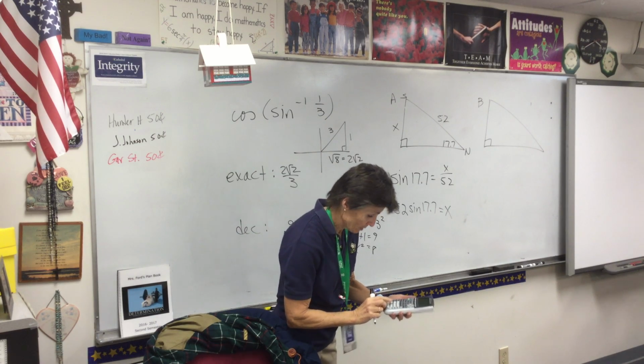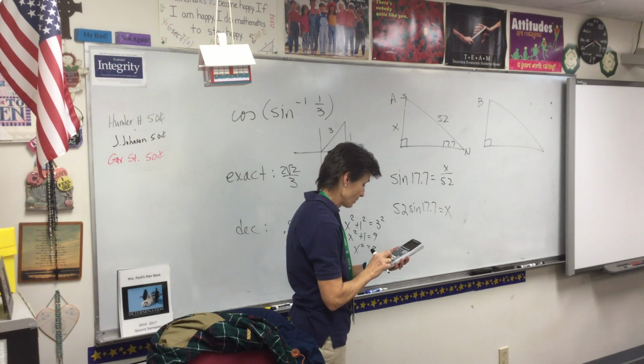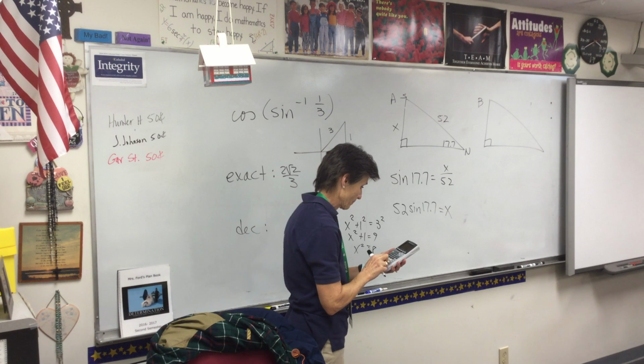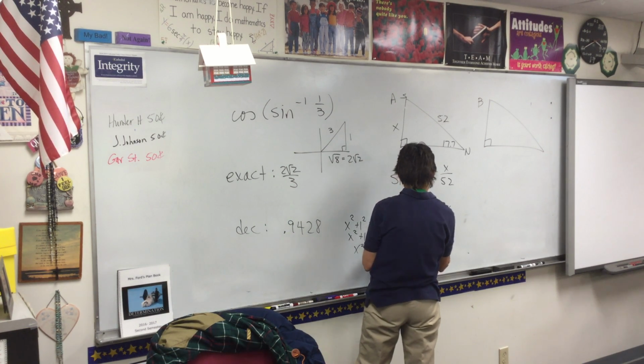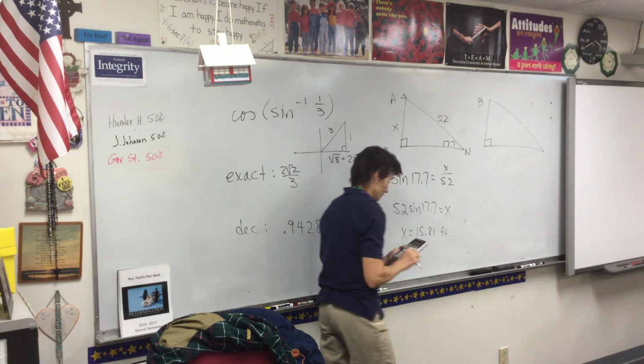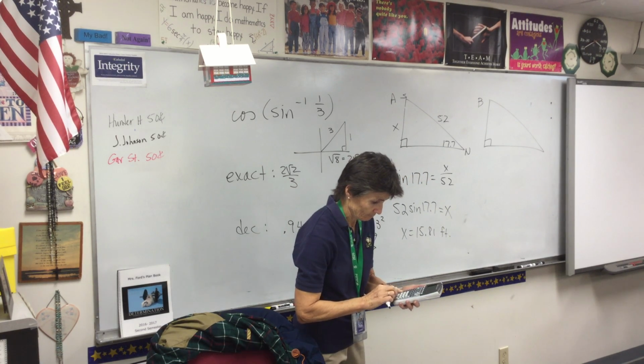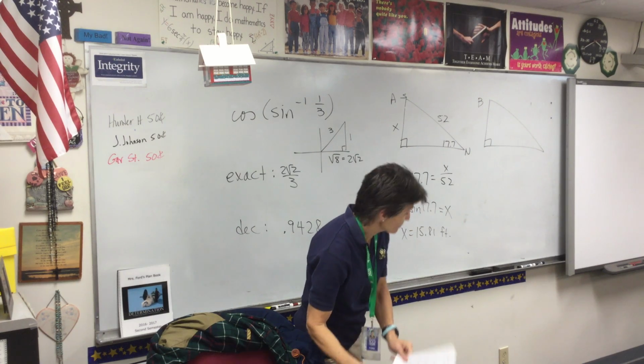Don't forget to put a unit on that. We always do that with our word problems. Did you get 15.81 feet? It says round to the nearest hundredth.